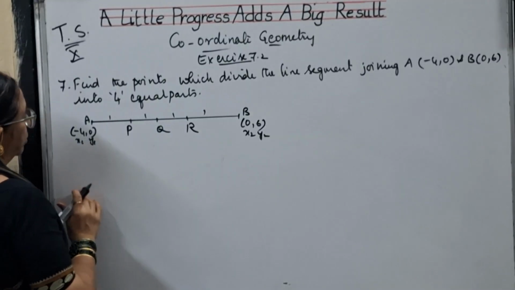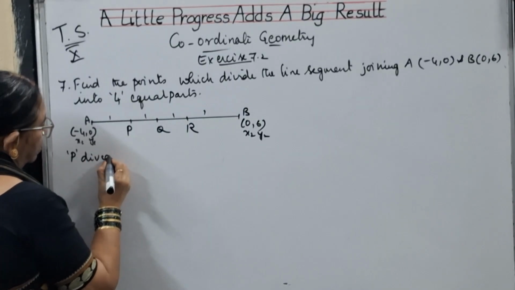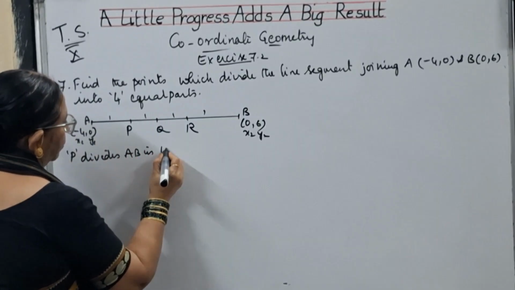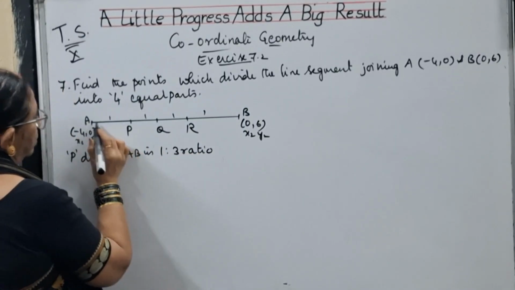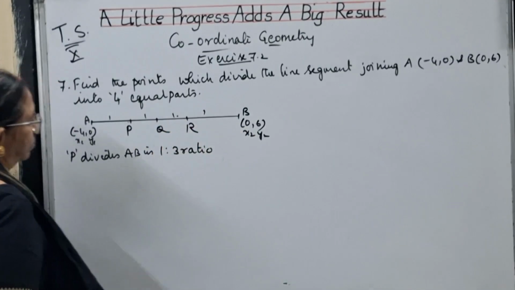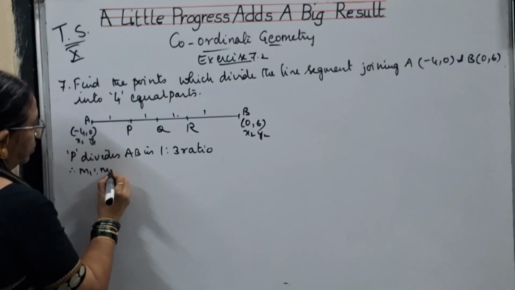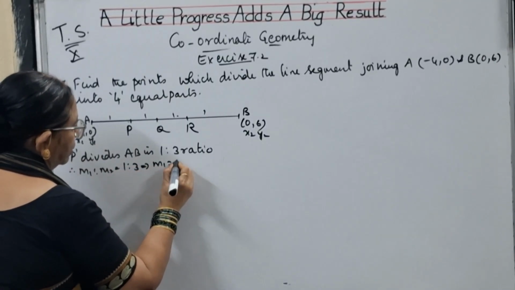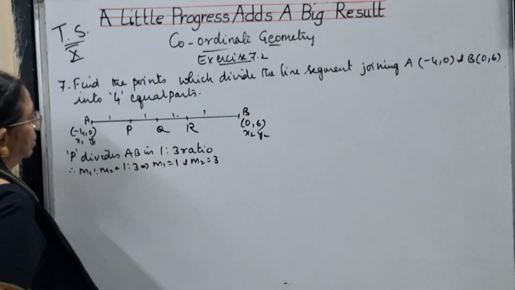So according to the problem, P divides AB in 1:3 ratio. See, from here to here 1, from here to here 1, 2, 3. Therefore m1 is to m2 is equal to 1:3. This implies m1 is 1 and m2 is 3.